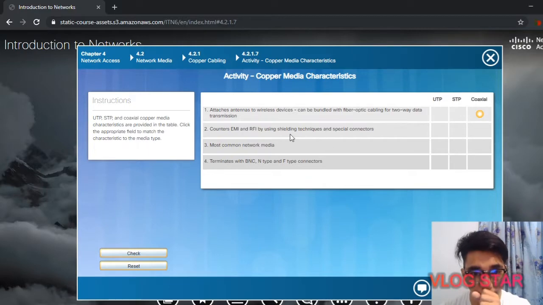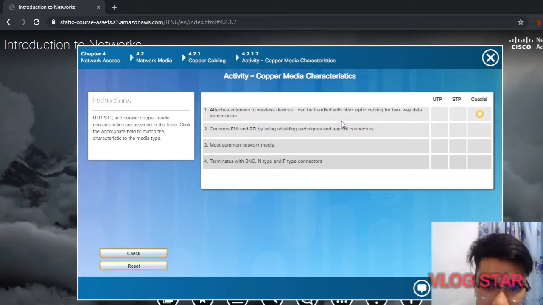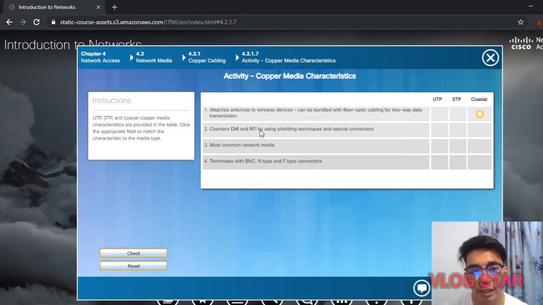Then counters EMI and RFI by using shielding techniques and special connectors. As you can see, guys, there are so many context clues or ideas in order to specify which of these statements is pertaining to. First is the EMI and the RFI. It counters EMI and RFI. We all know that the ones that counter EMI and RFI are the ones that use shields, just like this shielding techniques. So we all know that it is already the STP or the shielded transfer protocol.